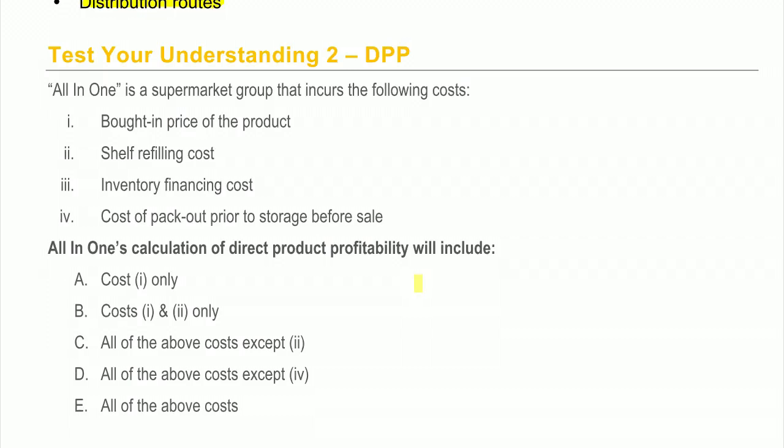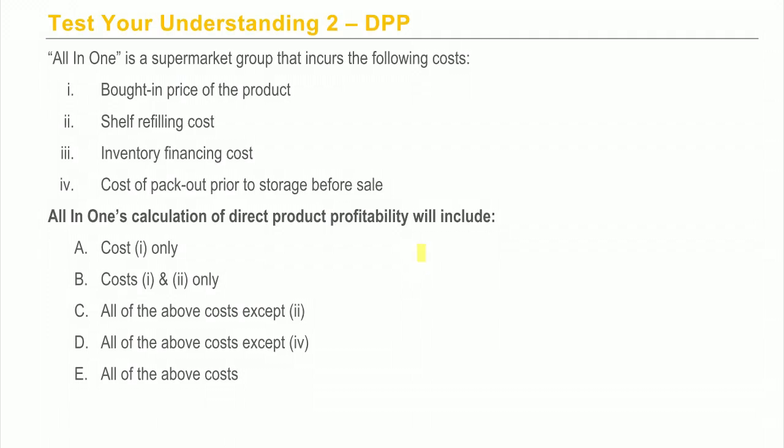So here we have a little test your understanding. All in one is a supermarket group that incurs the following costs. Which ones of these would be included in direct product profitability? Well, the bought-in price, yes, that's our major item of cost. Shelf refilling cost, if we've got that information, that would be great to know. Inventory financing cost, that's money tied up while it's sitting in inventory, that's relevant. And costs of pack out prior to storage before sale. That sounds like it relates to that particular product. So yes, that was all relevant. So all the above costs, provided you have all the information on those things, would be great things to include.